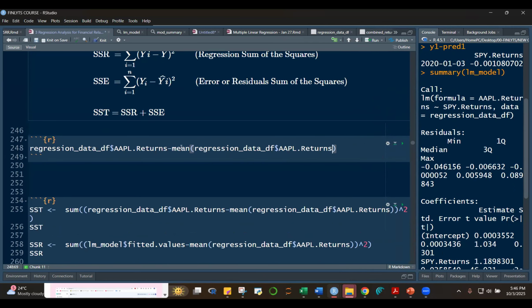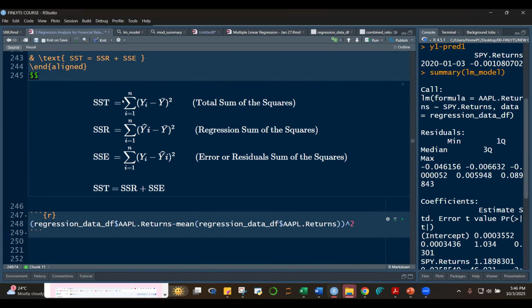All right. So this is the mean of the Apple returns. What are we going to do with this? This difference, we square. We put parentheses here, then squared, caret. So we squared it. But what we should do is sum this up.